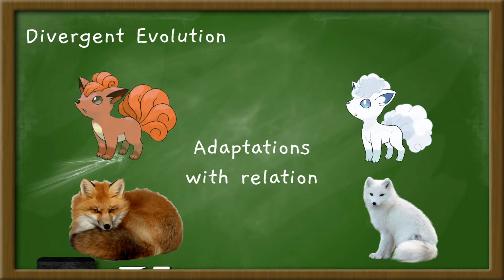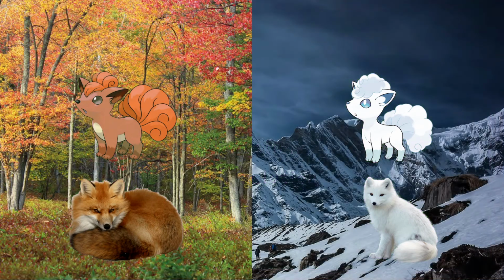So adaptations with relation. Cantonian Vulpix probably adapted to the heat of Kanto, where it lives, whereas a lowland Vulpix adapted to the cold, so we can see that in their environments. So that's a great example of divergent evolution, because they diverged from a common ancestor. That's a great way to remember that.